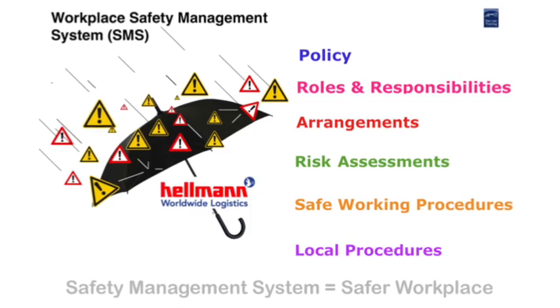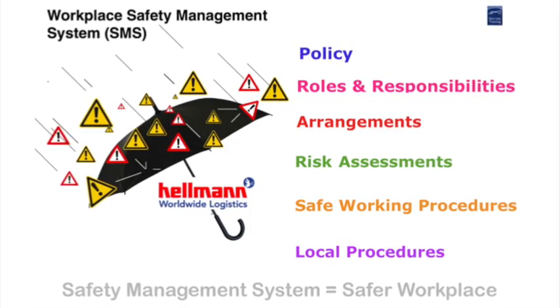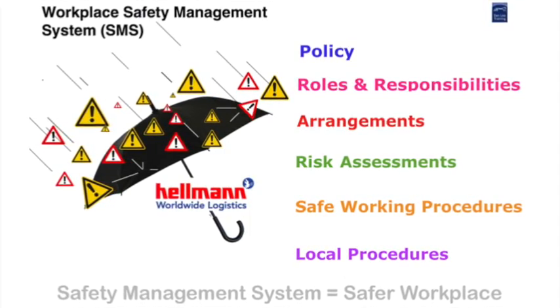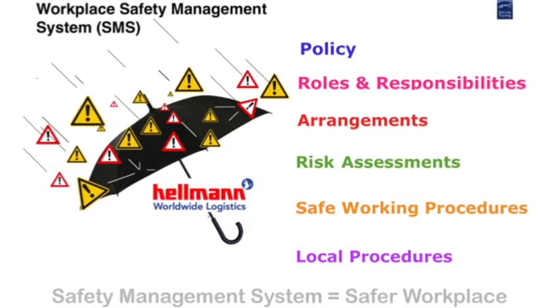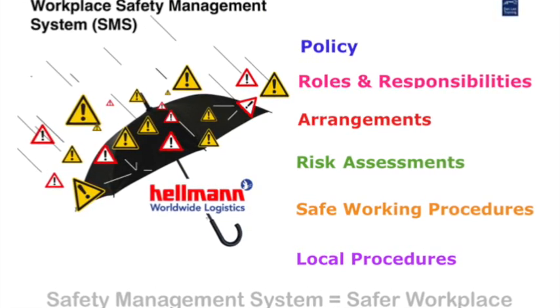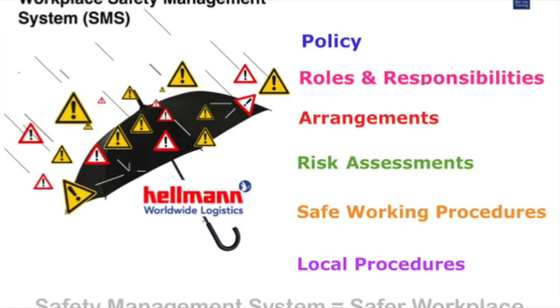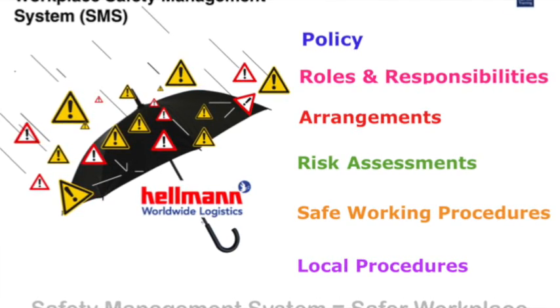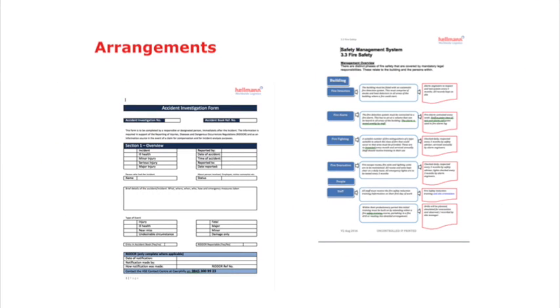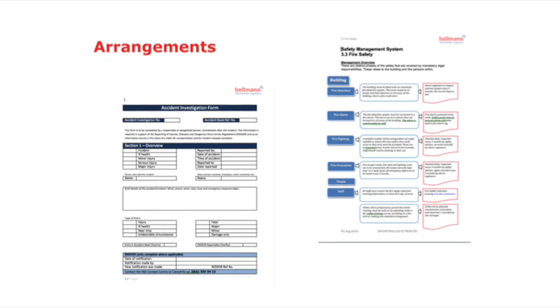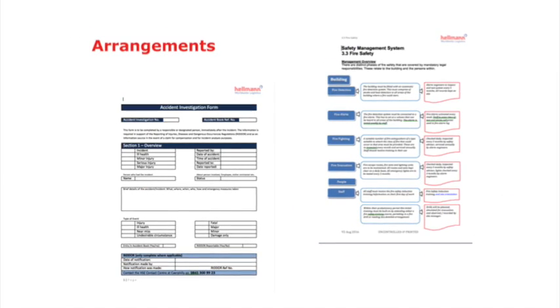As you will recall from earlier Toolbox talks, a safety management system comprises 6 main parts: a policy, how safety is organised in the workplace, how safety is arranged within all work areas, risk assessments, safe working procedures, and local procedures. This Toolbox talk details part 3 of the safety management system, the detailed arrangements.